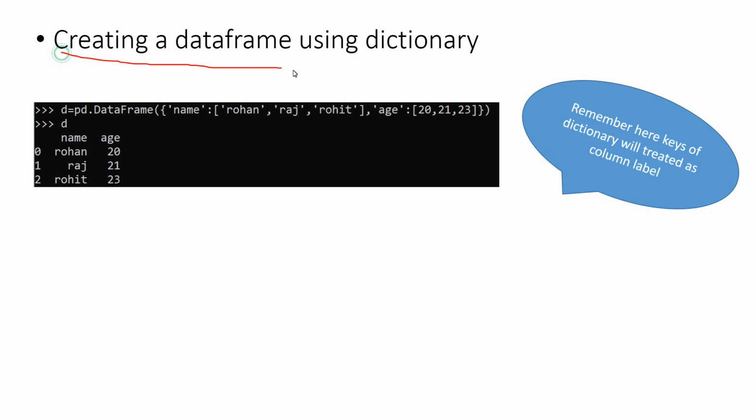Next, creating a data frame using a dictionary. If you remember the previous tutorial on series, when we use a dictionary, its keys are treated as the index. Here, keys of the dictionary will be treated as the names of the columns. Now just see the following code. Here I have created the dictionary, that is name with Rohan, Raj, Rohit, and then age with 20, 21, 23. So name and age will be the labels of the columns, and the index is the default one. You can see the following data frame when printing this. Is that clear?